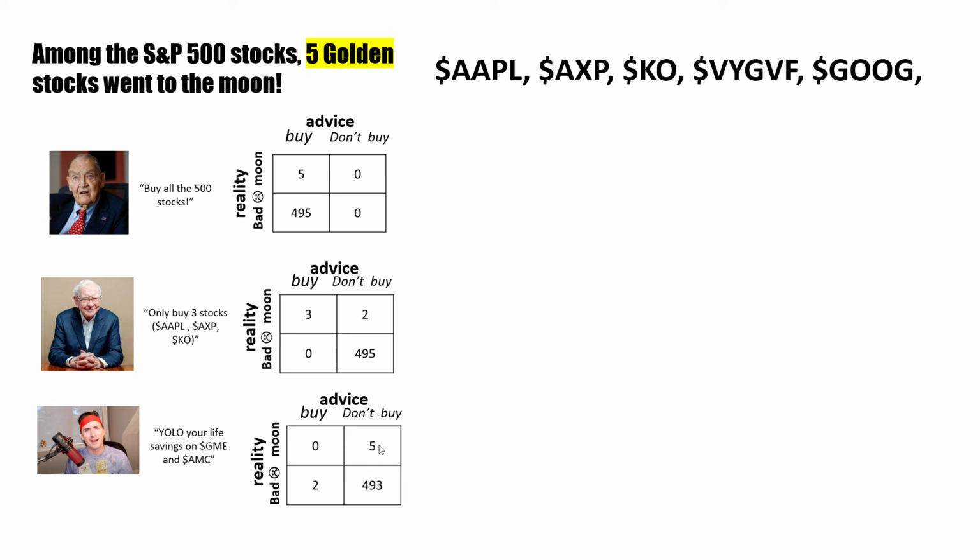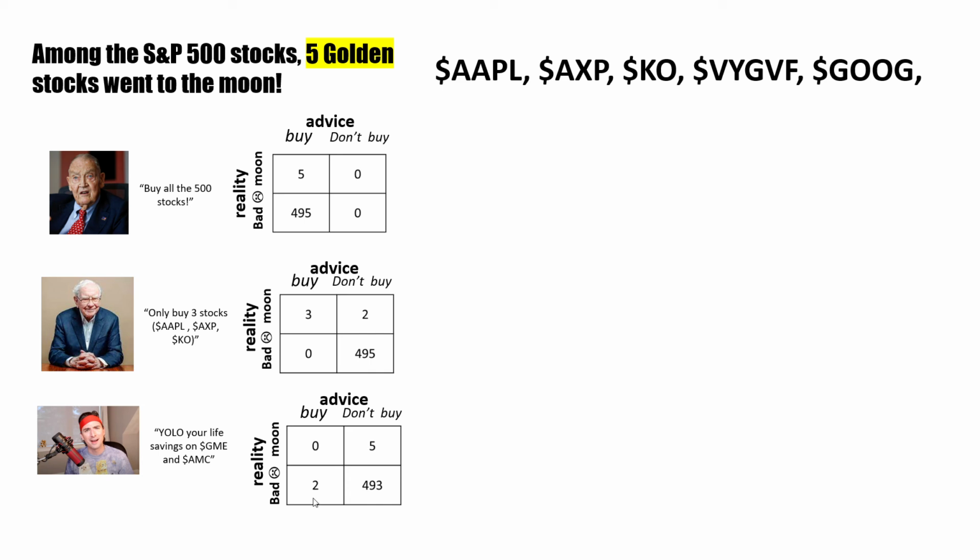It is the stocks that he incorrectly told you to not buy, right? How many stocks did he tell you to not buy? 498, right? Because he only told you to buy these 2 stocks. And out of those 498 that he told you to not buy, how many of them were incorrect? Well, 5 of them were incorrect because the rest were actually really bad stocks, right? But he also failed you by telling you to not buy Apple, American Express, Coca-Cola, Voyager, and Google, right? So therefore, 5 is the value of false negatives.